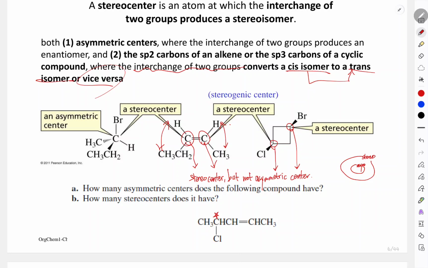Okay, so you should be able to distinguish asymmetric center versus stereocenter. Your definitions are different. Okay? So you can solve the following questions. This one you can identify one asymmetric center and 2 additional stereogenic centers. So in total, this molecule has 3 stereogenic centers, but only 1 asymmetric center.